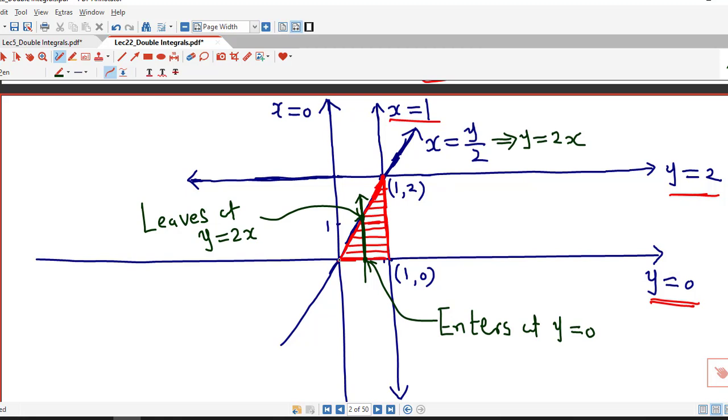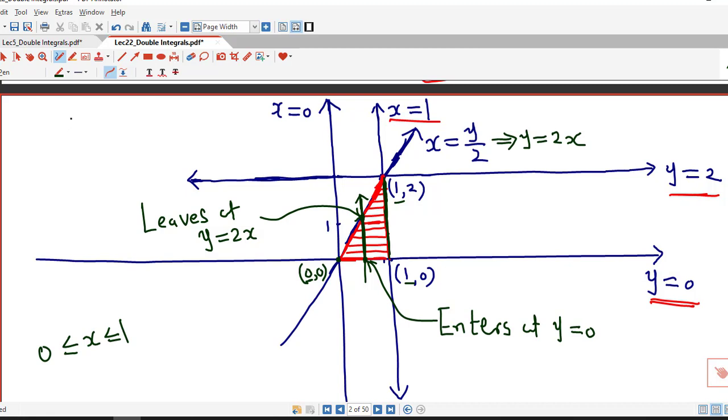And to find out the limits of x, we consider the leftmost point of the region and the uppermost points of the region. So all these are uppermost points. There is only one leftmost point, which is the origin. So at this point the value of x is 0, and at all these points the value of x is 1. So the limits of x are from 0 to 1.